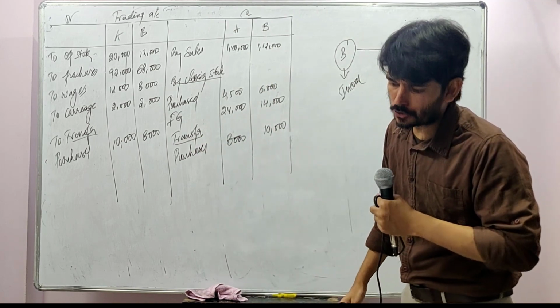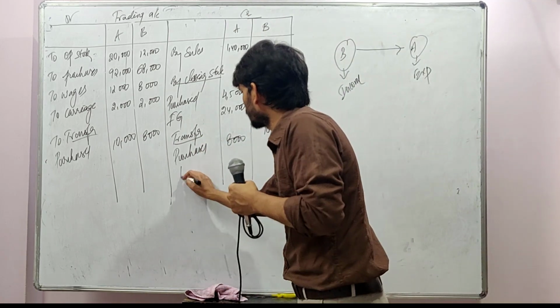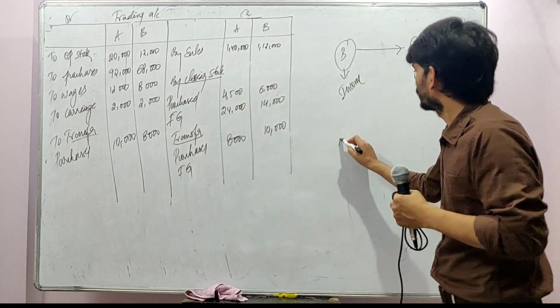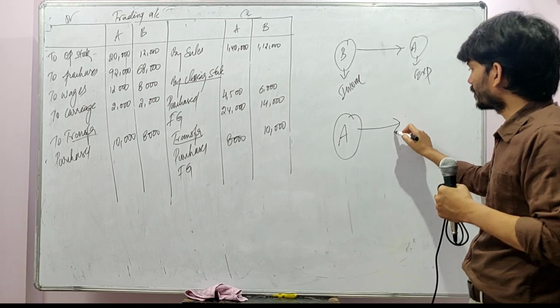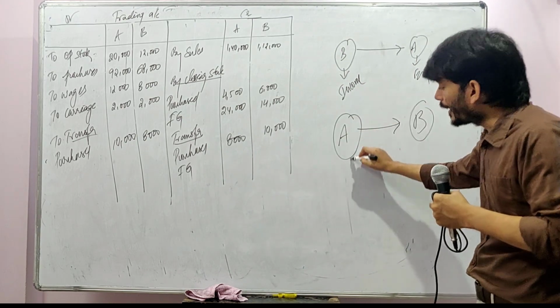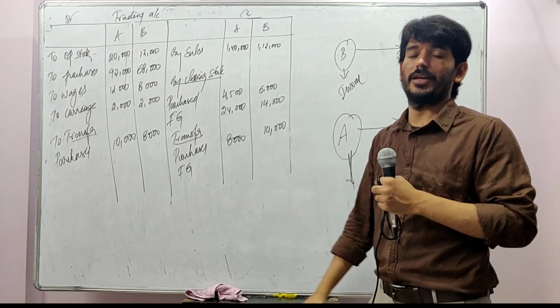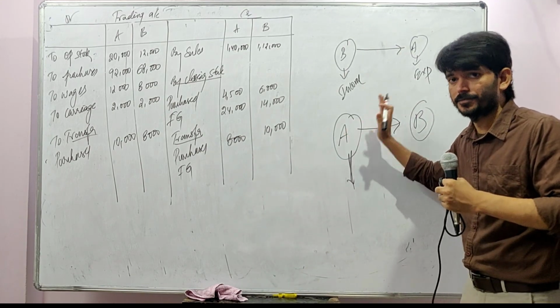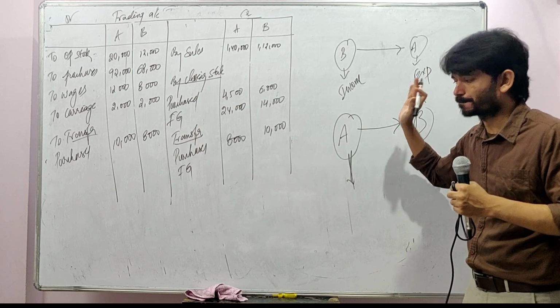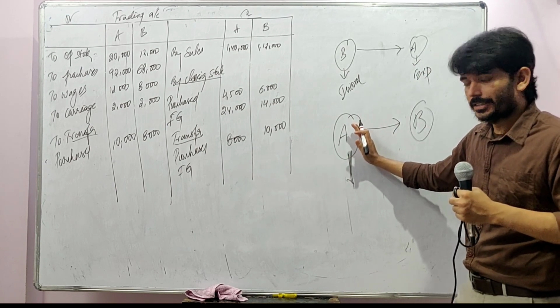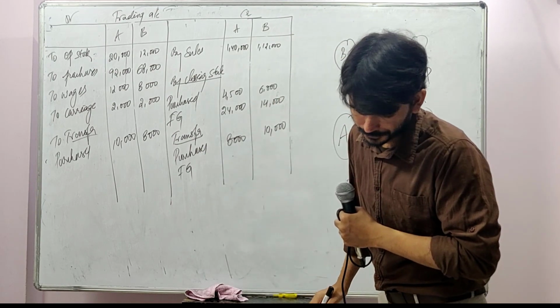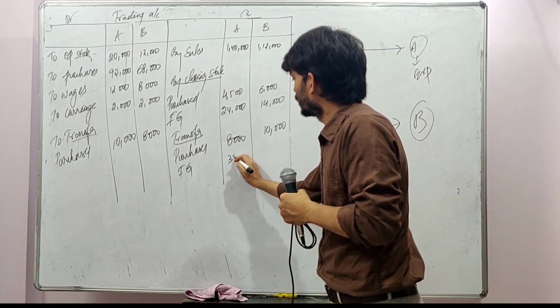Next, finished goods transferred. Finished goods again transferred. Who is transferring? A to B. Now A is transferring it to B. So for A this is the income. A is transferring, for A it's an income. So in A's column you will be writing 35,000.